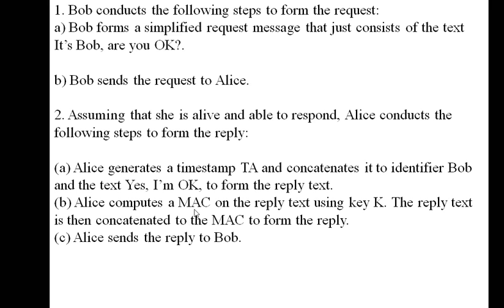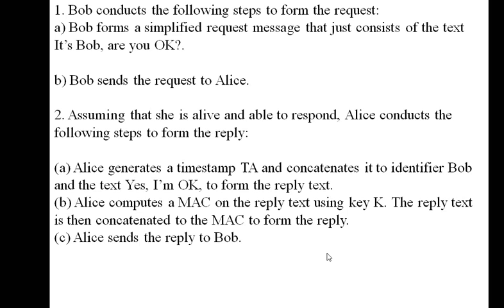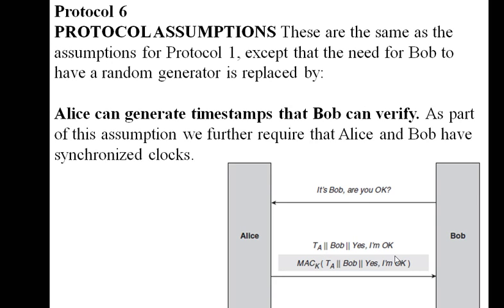And Alice computes a MAC on the reply text using key K. The reply text is then concatenated to the MAC to form the reply. Alice sends this reply to Bob.